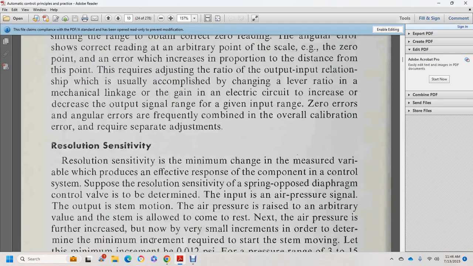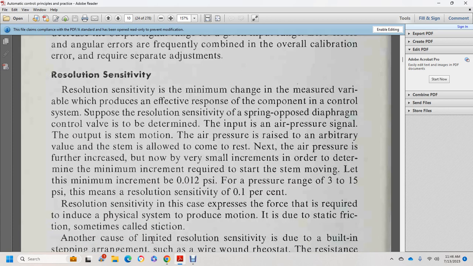Requiring separate adjustment. Resolution sensitivity. Resolution sensitivity is the minimum change of the measured variable which produces the effect of the response of the component of the control system. Steps over the resolution sensitivity spring up over the diaphragm control valve to be used to determine the input air pressure signal. The output is the stem motion.